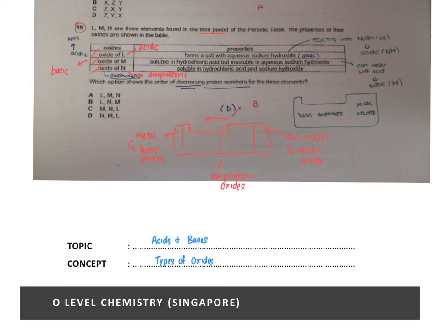So that would allow us to arrange L, M, and N in order of decreasing proton number, meaning from right to left. That would mean that L is the one that has the largest proton number, followed by N, followed by M. So the answer is B.